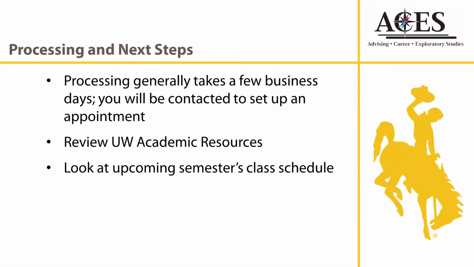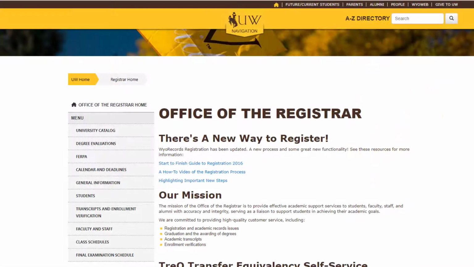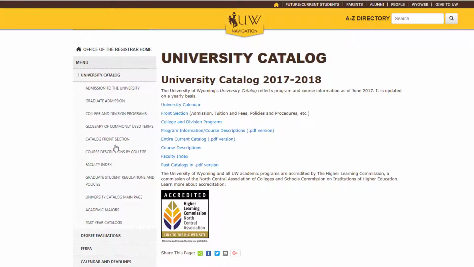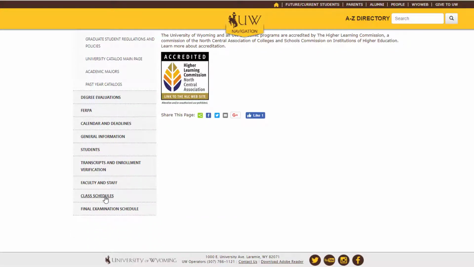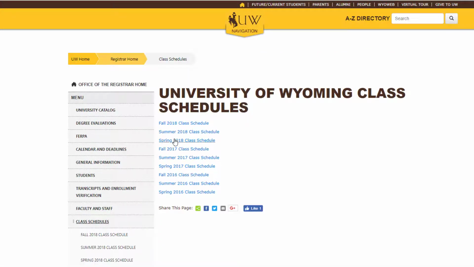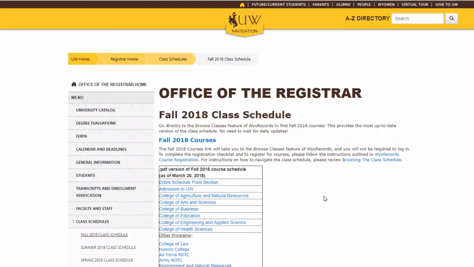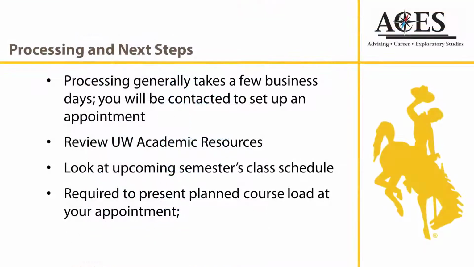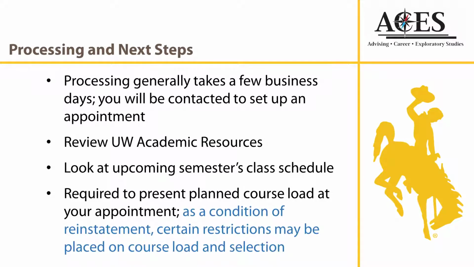Look at the upcoming semester's class schedule by going to the Office of the Registrar's homepage and selecting University Catalog. Then, click on the Class Schedules link and select the appropriate term. Determine a manageable course load for the upcoming semester. You will be required to present your planned course load at your reinstatement appointment. Please be aware that as a condition of your reinstatement, your course load may be limited or you may be required to repeat one or more courses.